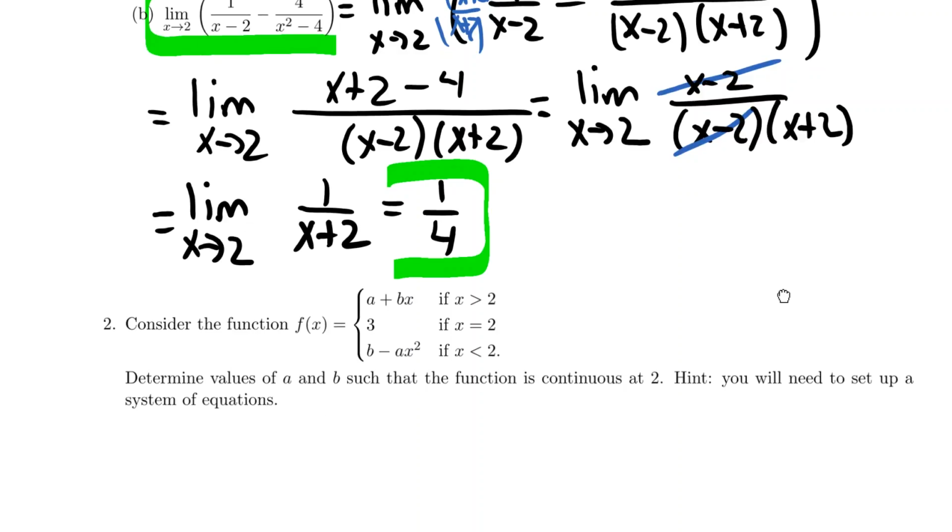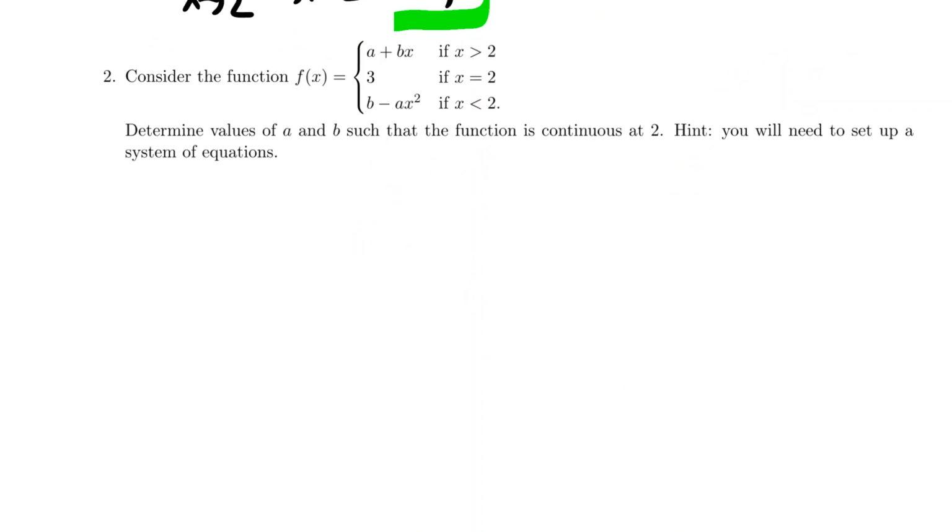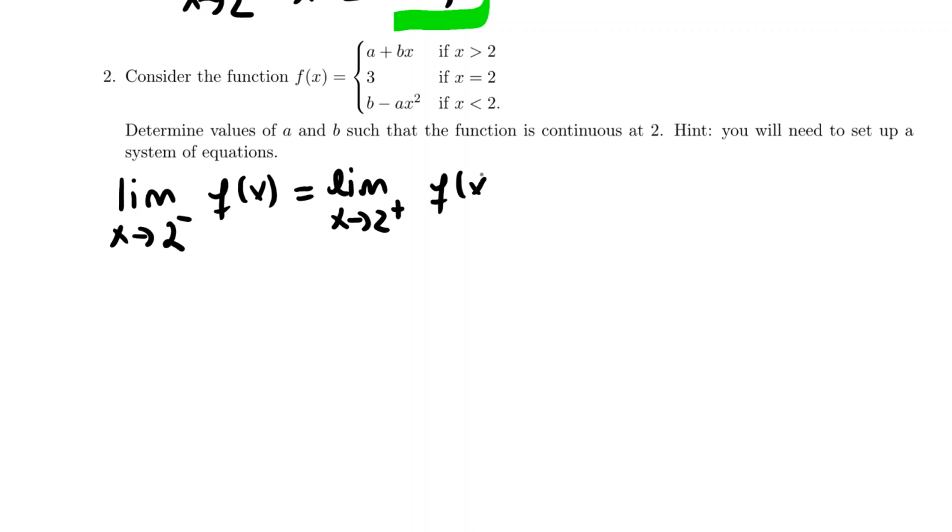Okay, now for the last problem. Since we have to determine the values a and b such that the function is continuous, this means that we must have that limit as x goes to 2 from the left of our function f of x has to be equal to the limit as x goes to 2 from the right of f of x, and it has to agree with the function value at 2, f of 2. Notice that f of 2 is 3 from here, right? When x is 2, the function is 3.